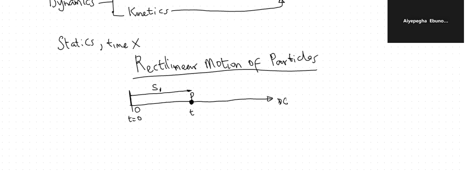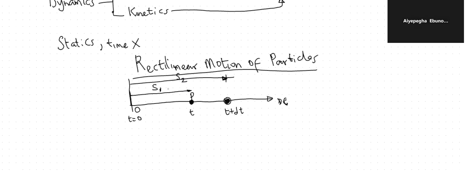Now, at another time, this particle moves to another position. So let's call it t plus dt. Now, the distance moved by this particle at this particular time, let's call it S2. If you realize, we have now defined the position of this particle at different positions, but something is common to them. We are defining them from the origin.